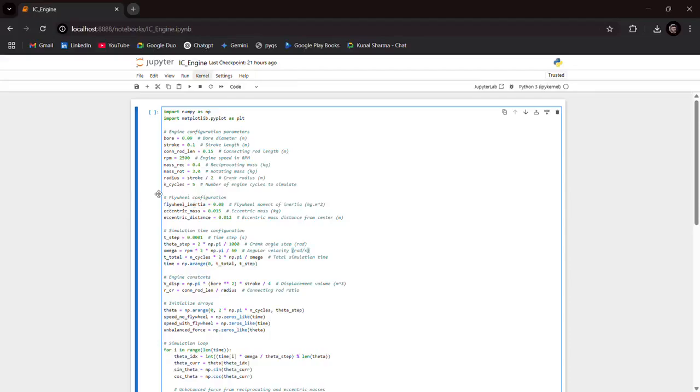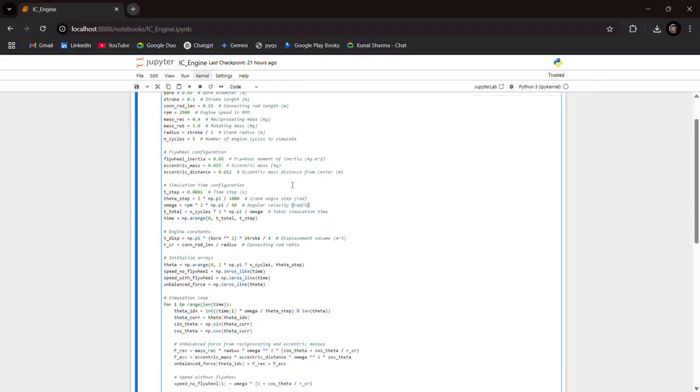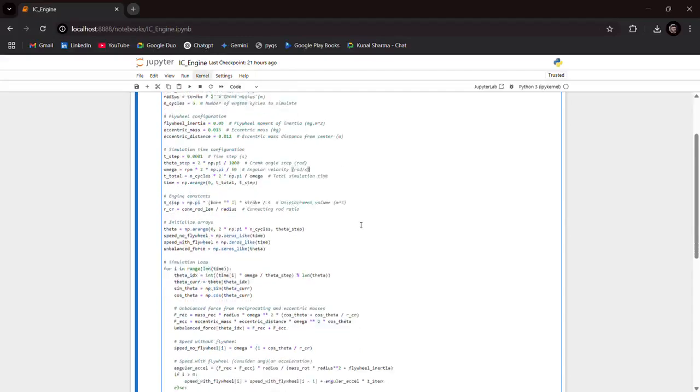After that, we will insert the flywheel configurations like flywheel inertia, the eccentric mass, and the eccentric distance from the center. Now for the simulation time configuration, we have taken a time step of 0.0001 seconds. That means after every time step of this value, we will record the values of the speed with flywheel and without flywheel and the unbalanced forces.